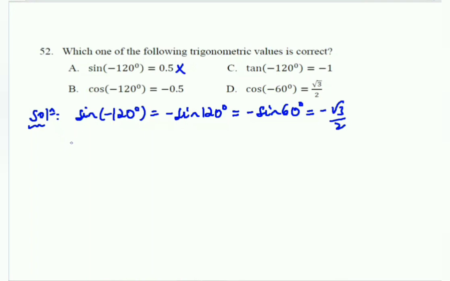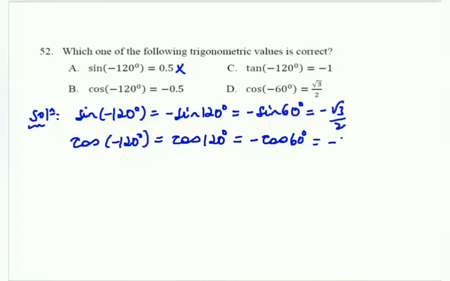Let's check for B. Cosine of negative 120 degrees is the same as cosine of 120 degrees, because cosine is an even function. But cos 120 degrees is the negative of cos 60 degrees, because cosine in the second quadrant is negative. Cos 60 is 0.5, so this is negative 0.5. Therefore, the statement in B is correct.